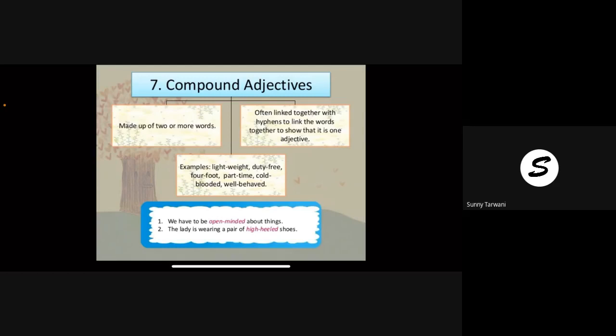We have to be open-minded. So open-minded, these are two adjectives which are used together in a sentence. These types of adjectives are called compound adjectives. Compound means when you join two, that is compound. High-heeled, so high and heeled. These are two different adjectives which are used as a whole to describe the height of the shoes. So these are compound adjectives which are used together in a sentence. The meaning is single, though the words are two. It means one thing.